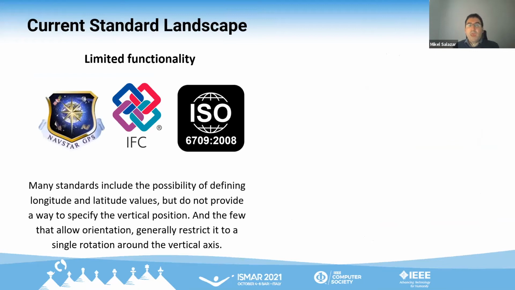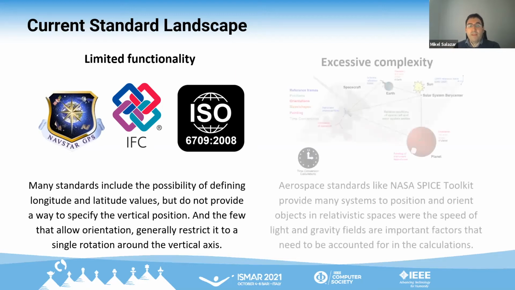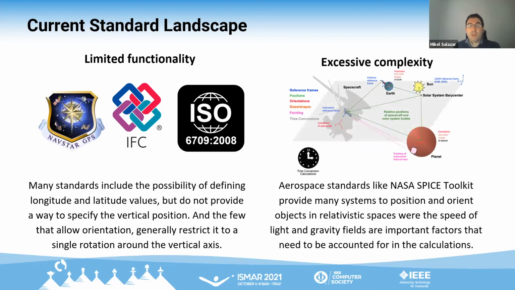So, for these reasons, most current standards focus on geolocating entities at a specific point in time rather than truly posing them. For example, a standard like IFC only allows you to define the rotation of a building around the vertical axis. You don't have 6 degrees of freedom. On the other hand, some standards used in the aerospace industry have 6 degrees of freedom, but like the NASA SPICE Toolkit, they offer so many options and require so many parameters to define the relativistic frames of reference that they are way too difficult for most developers to use.